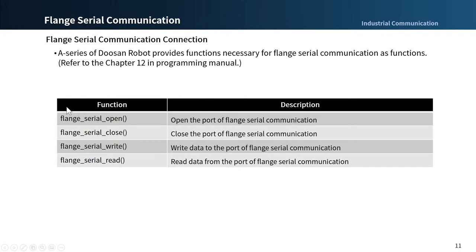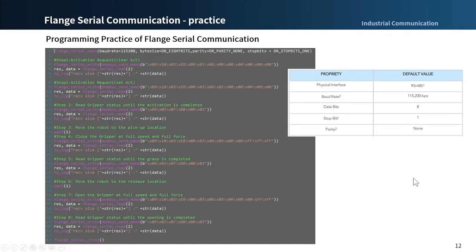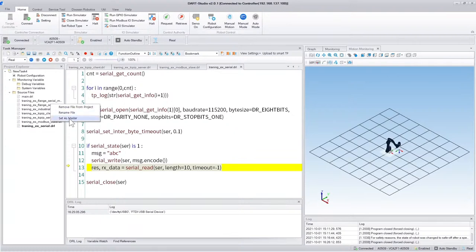Next, I want to introduce the full serial communication. We provided the full serial communication DRL and the branch serial communication DRL. I will introduce how to use it through an example. The following example is the DRL code to control the Robotiq two-finger gripper. Information on the data used can be found in the Robotiq two-finger manual. Now I also use the DRL Studio.